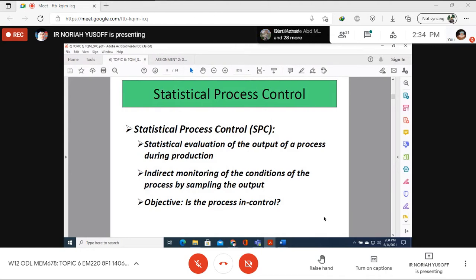You can use the CMM to measure. You have already learned about it, the coordinate measuring machine, for complicated dimensions or objects. But for simple items, you can measure using a vernier caliper as well. So the objective of the activities is to evaluate or check whether the process is in control or not. Okay.